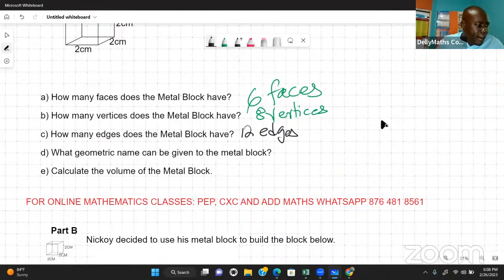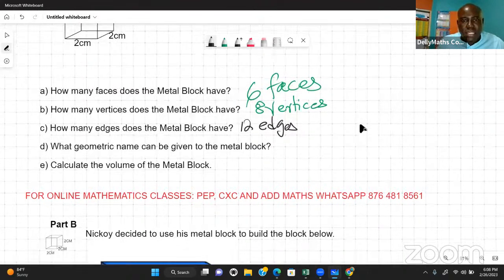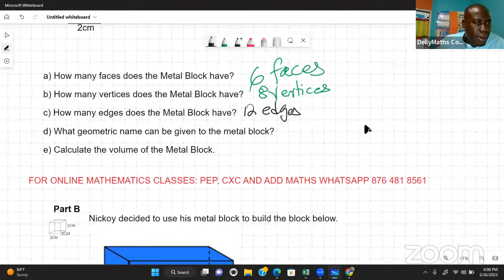All right, I'm waiting to see if there's anybody that wants to tell the answer to this part D. It says what geometric name can be given. I'm seeing Javon Green saying a cube. Yes, sir, the cube is correct. Alea Warren, I'm seeing a cube as well. So many persons. Louis, cube. All right, very good. So the answer is that this is a cube that we're dealing with.